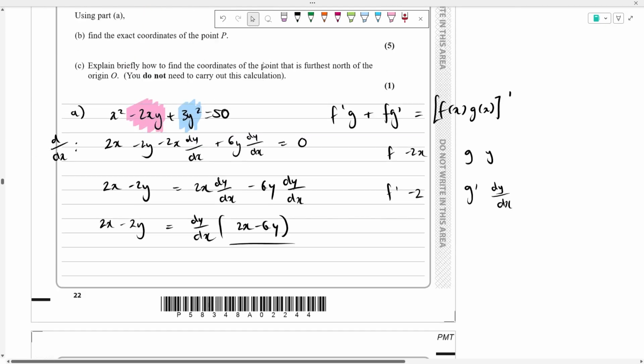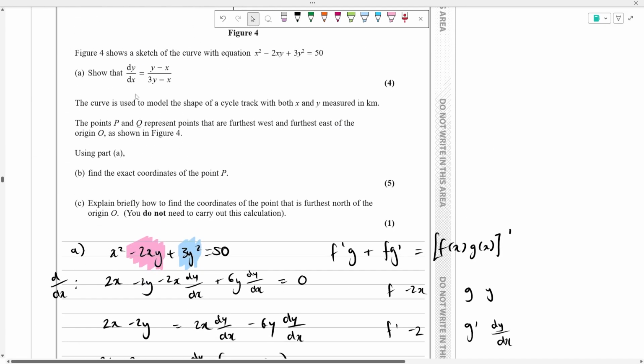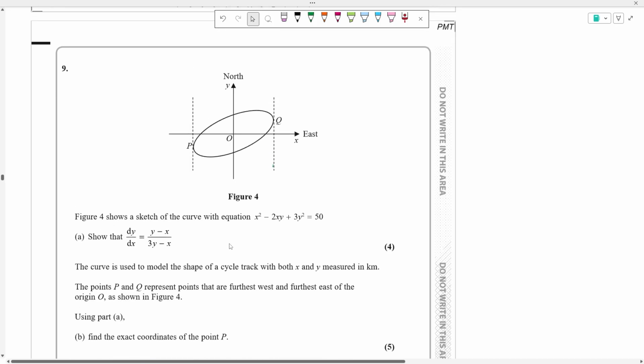Amazing. Part B. It says the curve is used to model a shape of a cycle track, measured in kilometers. Points P and Q are the furthest east and west from the origin, and we need to work out the coordinates of P. Well, you can see here, they're kind of like stationary points almost, but they're not. You can think of them as vertical stationary points.